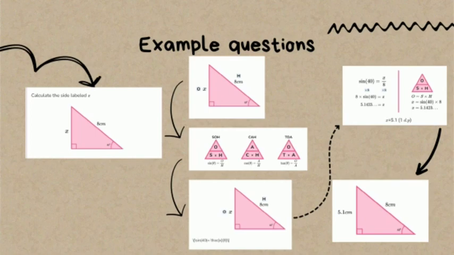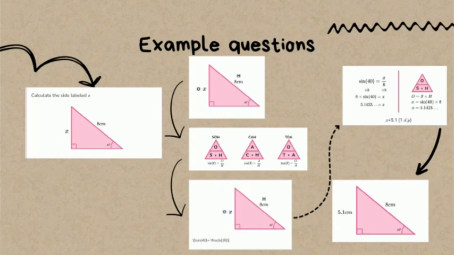Okay, another question of trigonometric function. Calculate the side label x. First, label the side of the right angle triangle so not to confuse them with the side length. Second, choose the trigonometric ratio we need, either soh, cah or toa. So we know that the trigonometric function that involves the opposite and the hypotenuse is sine. Sine theta equals to opposite divide hypotenuse.